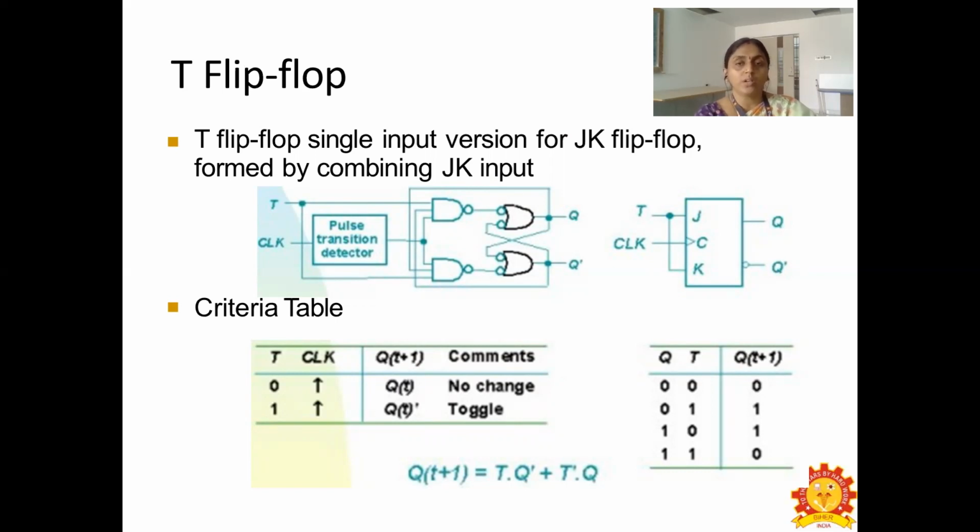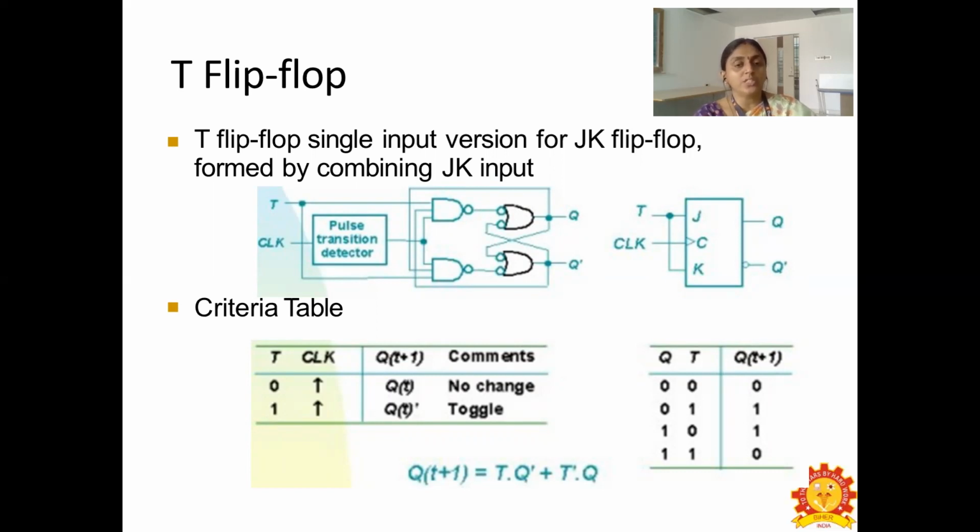And the state table is given where, when T value is 0 in positive clock pulse, there is no change between the present value and the next state value. And when T is 1 under positive clock pulse, then it toggles the present state to the next transition state. When the present state is 0 and T is 0, the next state value is also 0. When present state value Q is 0 and T value is 1, the next state value is 1. When the present state is 1 and T is 0, the next state value is 1. And when present state and the T values are 1, the next state value will be 0.